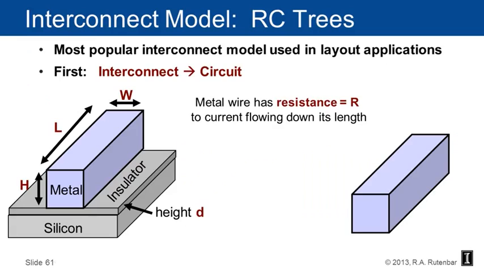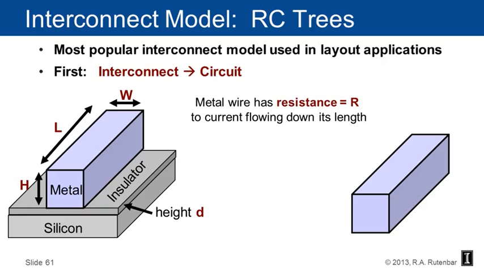So the most popular interconnect model that we're going to talk about are things called RC trees, R for resistor, C for capacitor. So we're going to talk a little bit of circuits here, but we're not going to do anything in any detail. And hopefully, people have seen this much circuit in some basic high school or maybe introductory college physics. Right, so here's my wire again, and now I'm putting some dimensions on it. The metal wire is L units long, it's H units high, it's W units wide, and it's sitting on top of an insulator of height D, and that's sitting on top of the silicon surface.